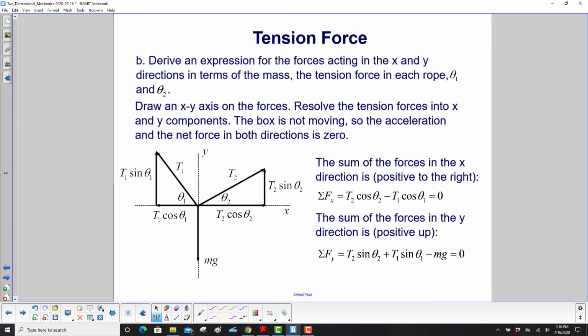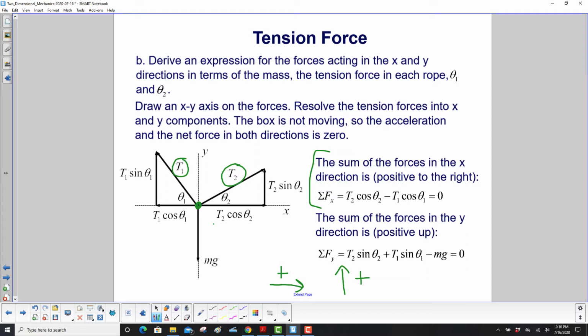So we have our T2, we have our free body diagram, and what we've done is we've overlaid an XY coordinate system. The mass is right over here, and we need to resolve the tension forces into X and Y components. The box is not moving, so the acceleration and the net force in both directions is 0. So let's look at the X direction first. We're going to take positive to the right, pretty standard, and then when we do the vertical, we'll take positive up. But let's stay with horizontal.